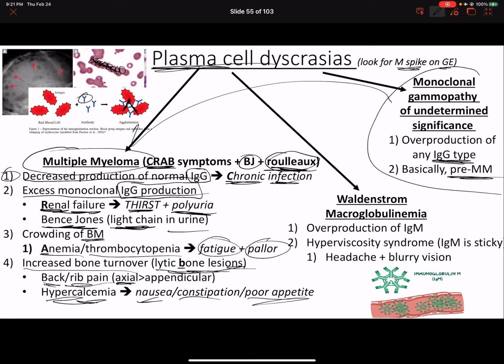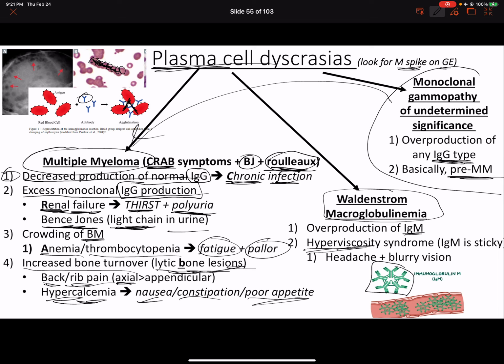So typically this might lead to this. Waldenström macroglobulinemia is specifically an overproduction of IgM. Recall that IgM has these 5 antibodies really rolled up into one. So it's going to be particularly good at agglutinating and bringing the red blood cells together. This is going to increase the viscosity of the blood, causing a hyperviscosity syndrome.